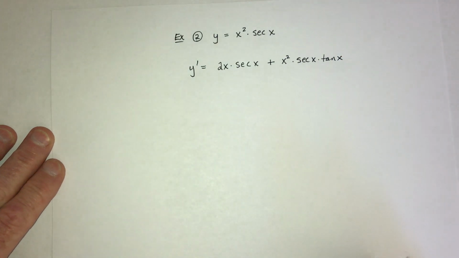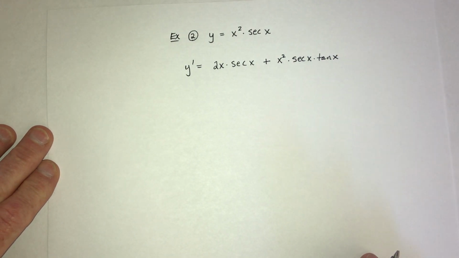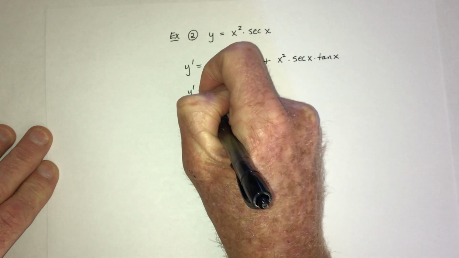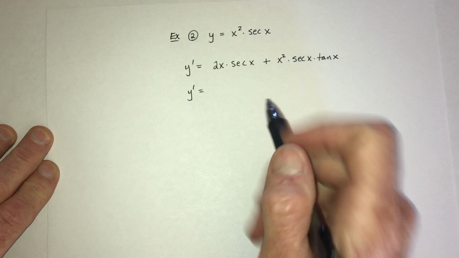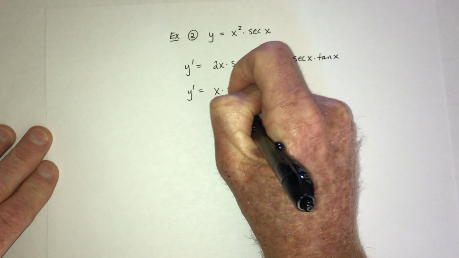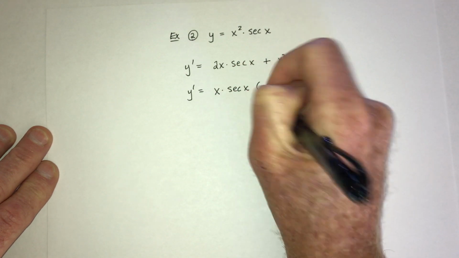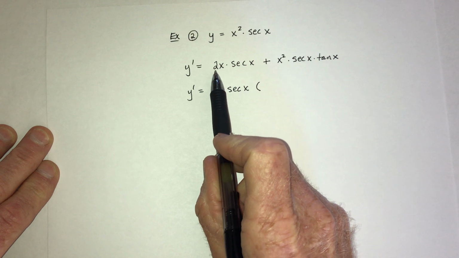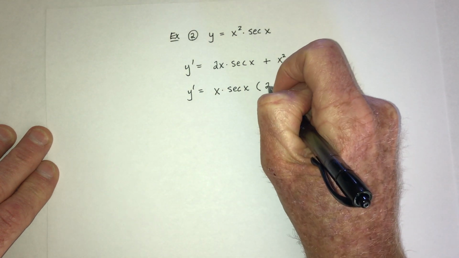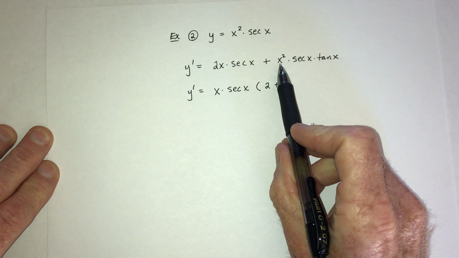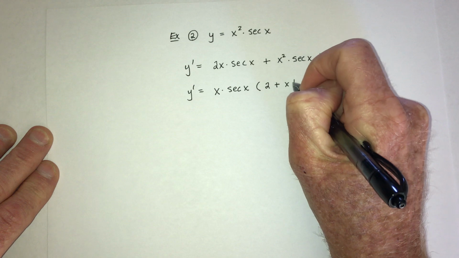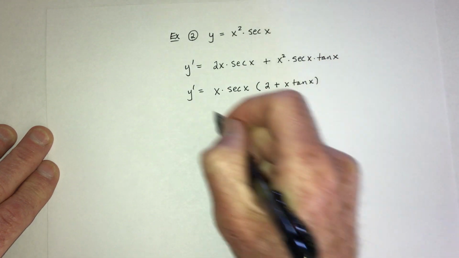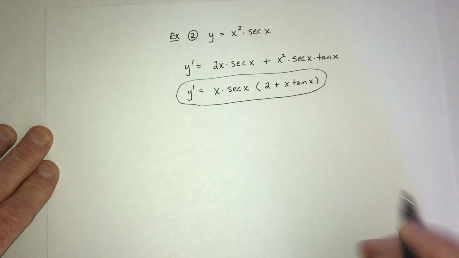Now with this one, I'm not saying set it equal to 0 or anything. That is the derivative. But I would like to factor it, because this has secant, that has secant. They also each have x. So I could factor out an x, and I could factor out a secant of x. What remains? So this would only have a 2 that remains. This would have one x and a tangent. And there we go. That one is finished.